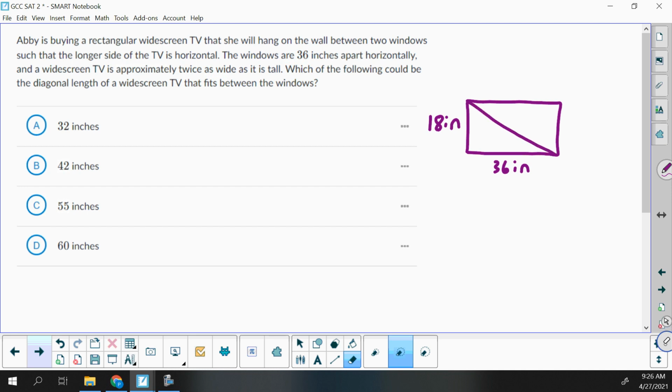Now keep in mind, what we've just drawn here is the maximum size of the TV, if you wanted it to take up all 36 inches in between the windows. Can't have anything more than 36 because it wouldn't fit in the windows, but you could have something that is smaller. So if we do our Pythagorean theorem here, we'll have 18 squared plus 36 squared equals x squared.